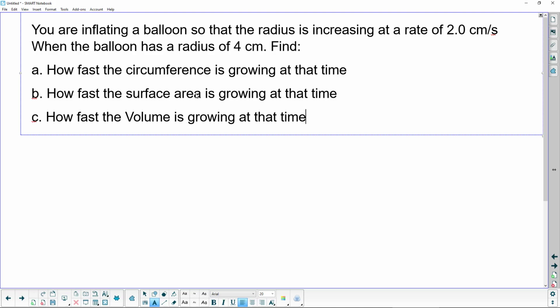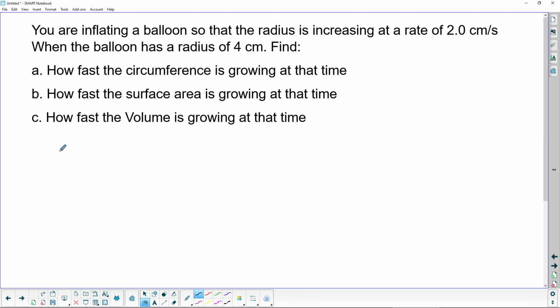So the first thing we've got to do is define our rate that we know. So we've got to define what this is. So the first thing I'm going to do is change my marker to a calligraphy pen, and I'm going to turn green, and I'm going to make it skinny. So we're going to define the rate of change, or the given rate.